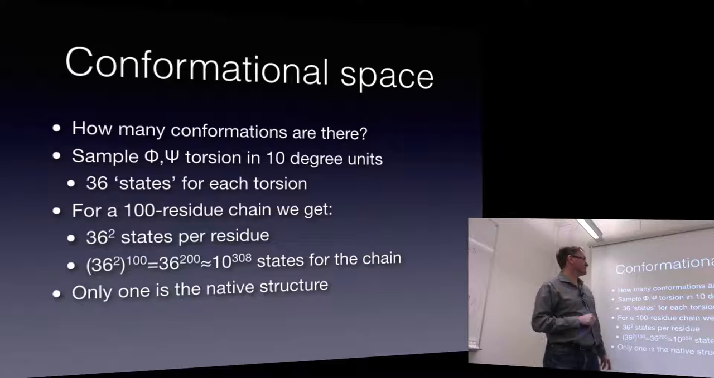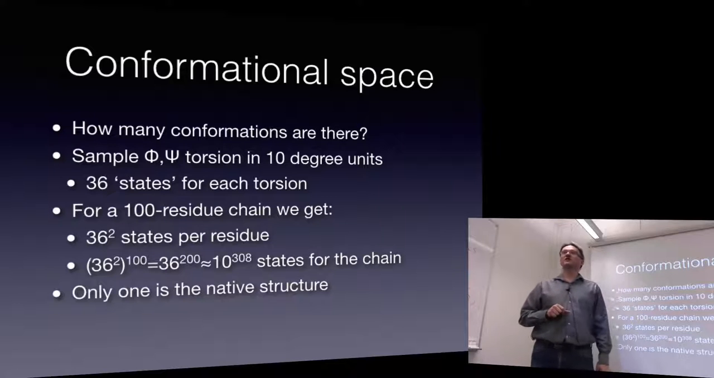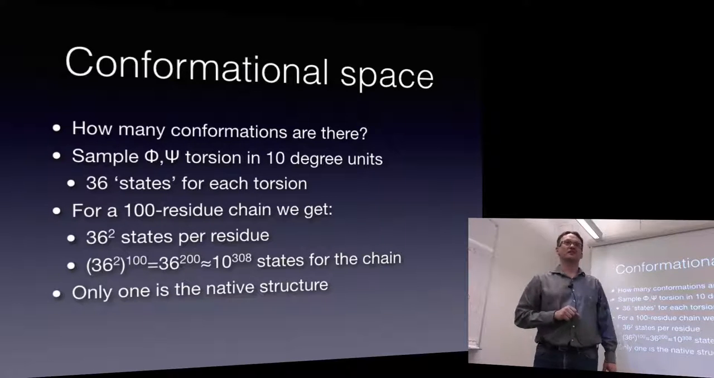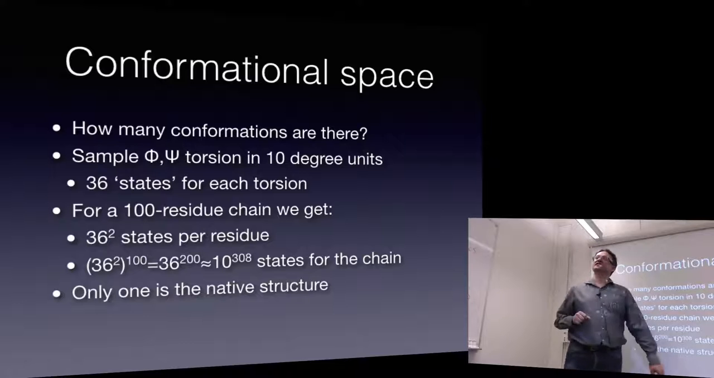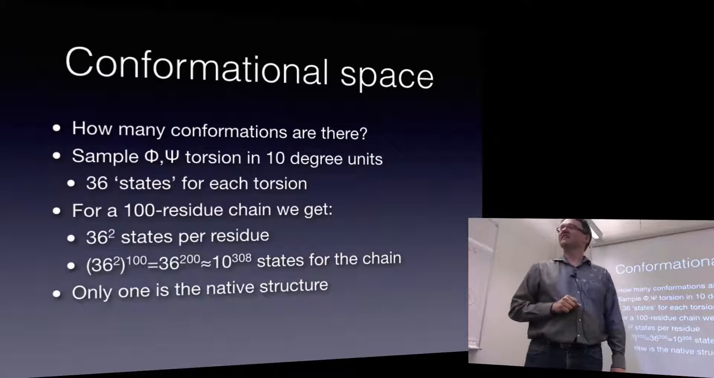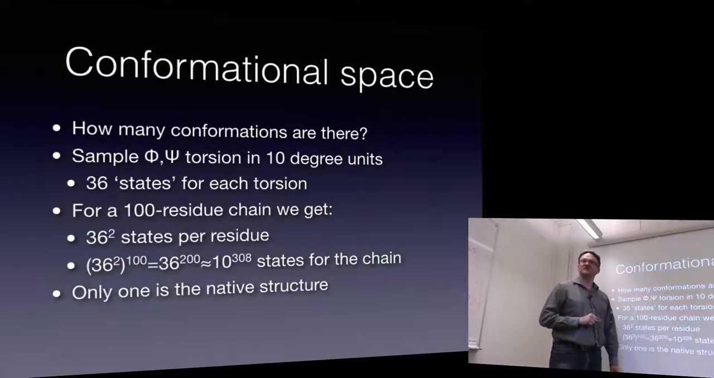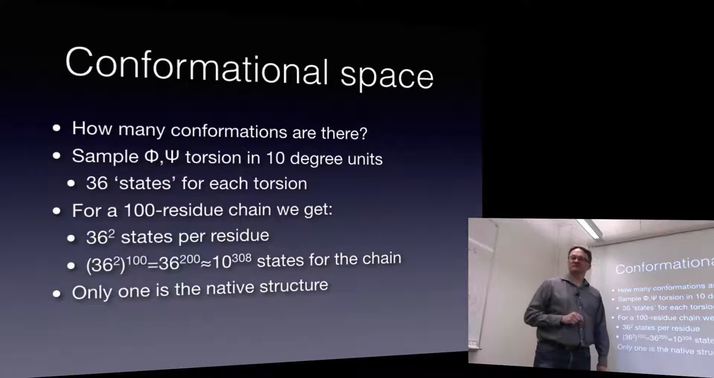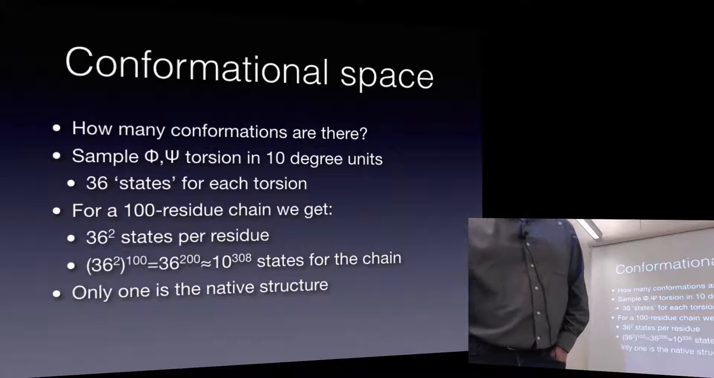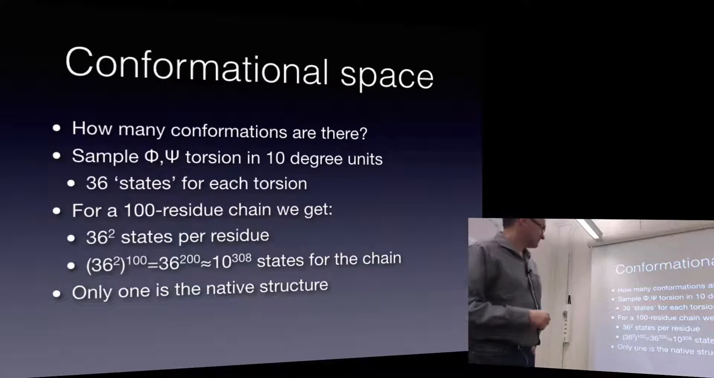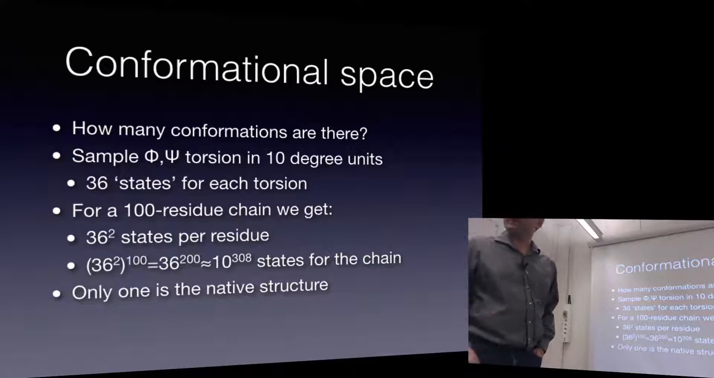And this is actually fun, because if you try to put this in a computer, you're going to get an overflow. That number is so large that you can't even represent it in double precision on a computer. So it's an insanely large number. Only one of those is the native structure. How true is that last statement, that there's only one native structure? We'll come back to that. Good question.